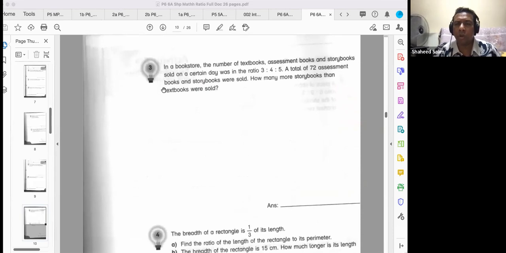Okay. In a bookstore, the number of textbooks, assessment books, and storybooks sold on a certain day is 3:4:5. There's a total of 72 assessment books and storybooks. How many more storybooks than textbooks were sold? Alamak, headache, yeah? So you write down step by step. You can do this.